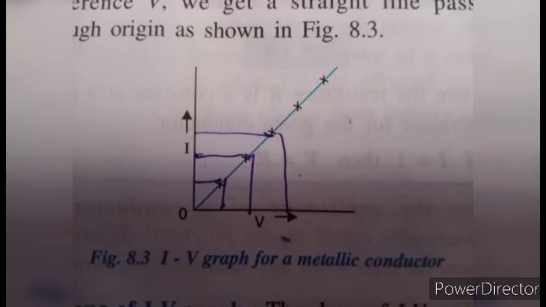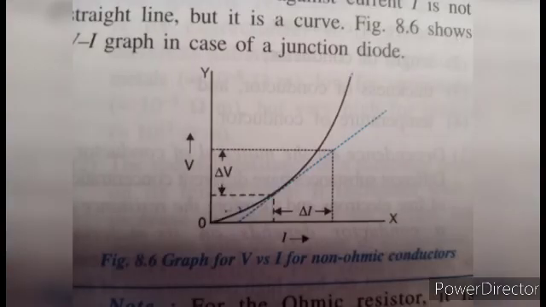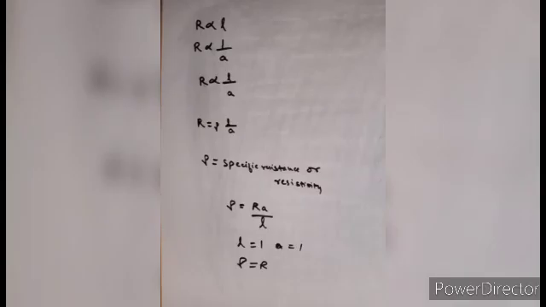Now you should know about the slope of the IV graph. The slope of the IV graph for a metallic conductor, it will help you, this graph. Now next thing is we have ohmic resistors and non-ohmic resistors. So what are ohmic resistors? The conductors which obey Ohm's law are called ohmic resistors or linear resistances. Example, all metal conductors. Non-ohmic resistors are the conductors which do not obey Ohm's law. For example, LED, solar cell, junction diode, these are.